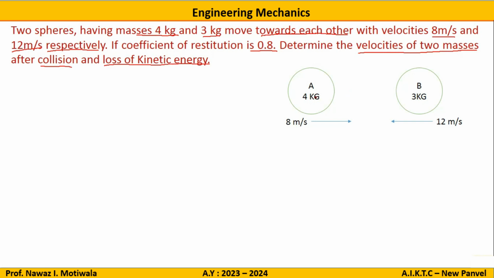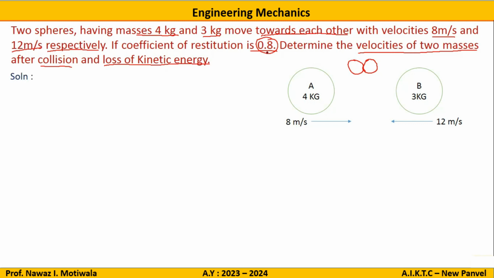So you can see here there are two bodies of mass 4 kg and 3 kg and they are moving towards each other, and at some particular point they will collide with each other having a coefficient of restitution as 0.8. Now what we need to do, we need to determine what will be the velocities of these two bodies after their collision and what is the loss of kinetic energy.